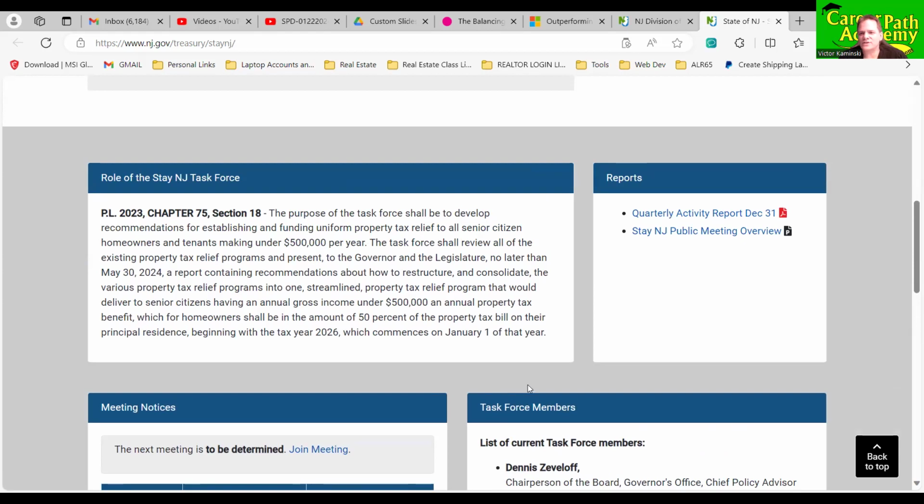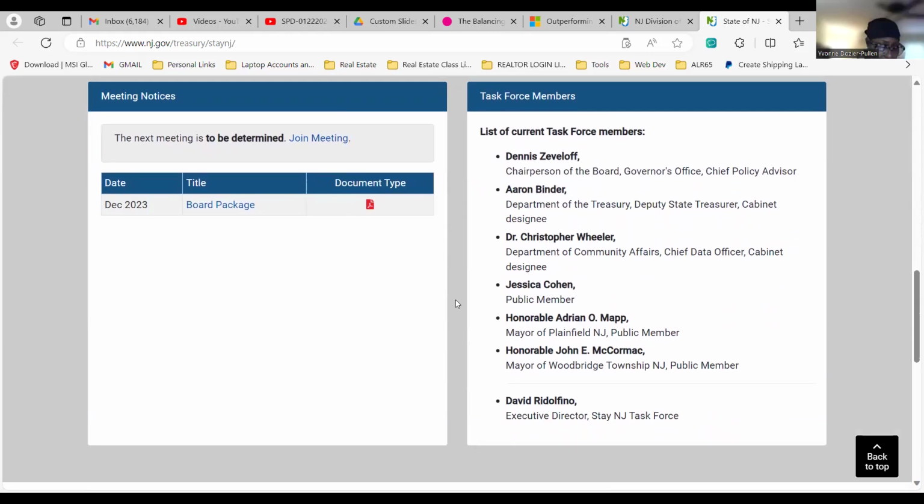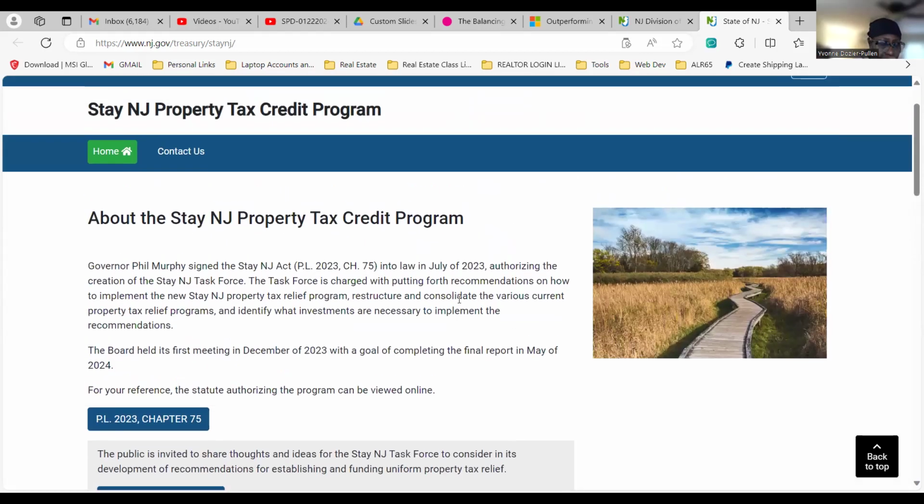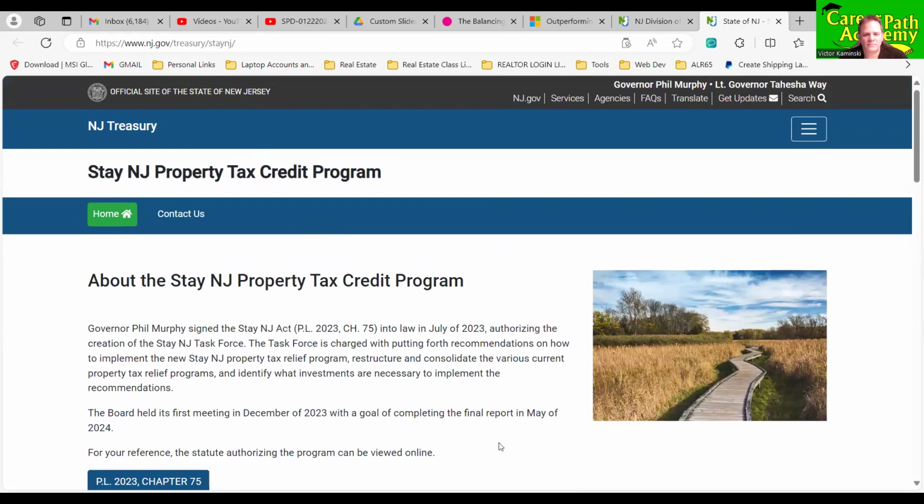That would be pretty good for seniors. Yeah, I was just thinking the same thing. If you're making under $500,000 a year, they're going to cut your property tax in half. So in the amount of 50%. That sounds pretty good. I think so. About time.